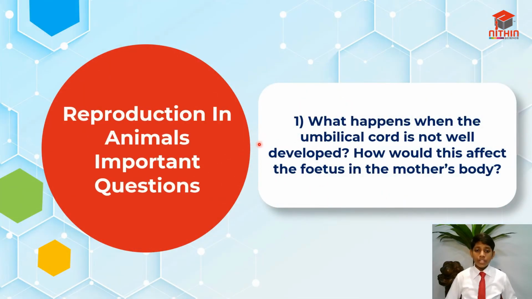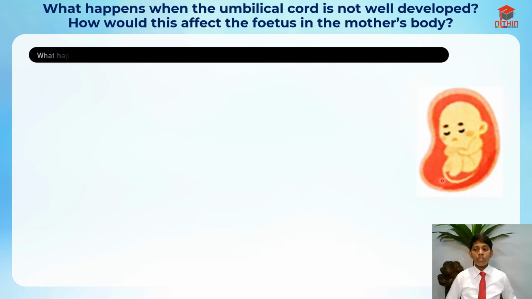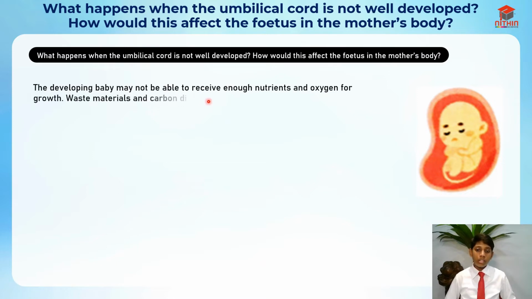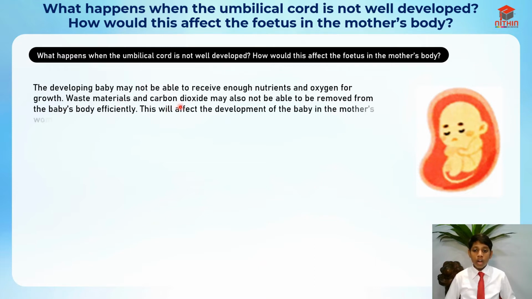For question number 1, I'm going to ask you, what happens when the umbilical cord is not well developed? How would this affect the fetus in the mother's body? Let's take a look at this question. The answer is the developing baby may not be able to receive enough nutrients and oxygen for growth. Waste materials and carbon dioxide may also not be removed from the baby's body efficiently. This will affect the development of the baby in the mother's womb.